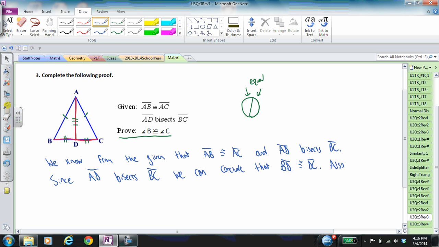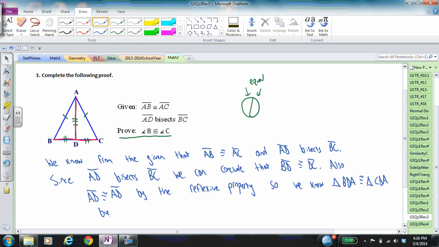Then we said also AD, the side that they share, is congruent to itself by the reflexive property. So we know that triangle BDA is congruent to triangle CDA, and that is by side, side, side. Finally, angle B is congruent to angle C by corresponding parts of congruent triangles are congruent.